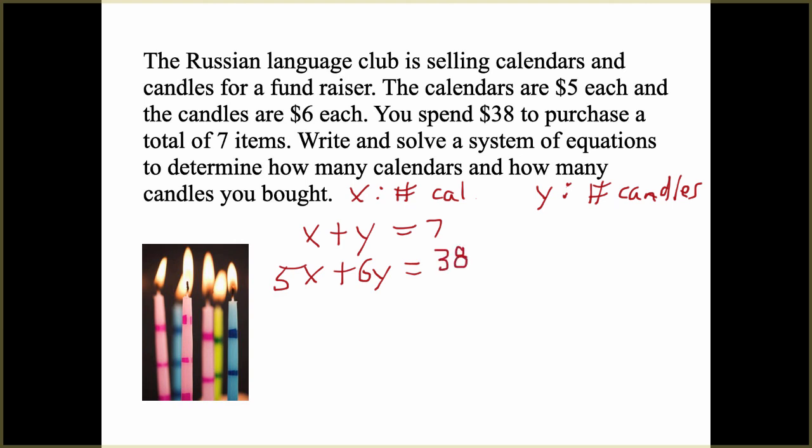All right, for this section, we are doing elimination. So we must do elimination for this. We pick one of the variables we want to eliminate. And I will eliminate the x variable. So I'm going to multiply the top equation by negative 5.